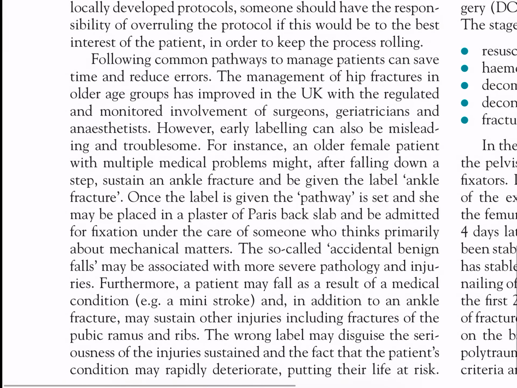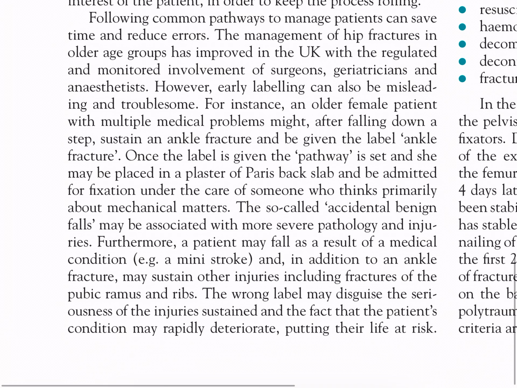The so-called accidental benign falls may be associated with more severe pathology and injuries. Furthermore, a patient may fall as a result of a medical condition, for example a mini stroke, and in addition to an ankle fracture may sustain other injuries including fractures of the pubic ramus and ribs. The wrong label may disguise the seriousness of the injuries sustained and the fact that the patient's condition may rapidly deteriorate, putting their life at risk.